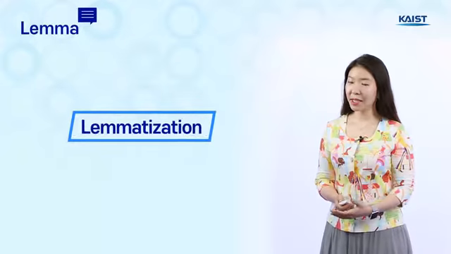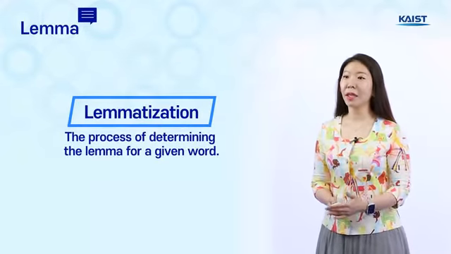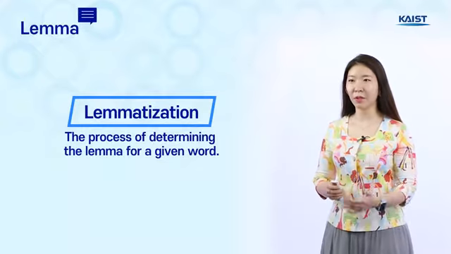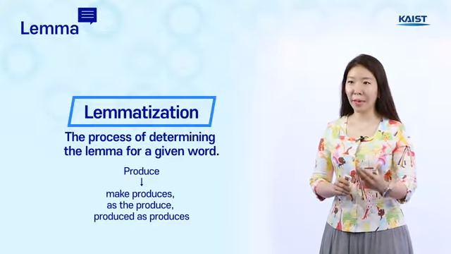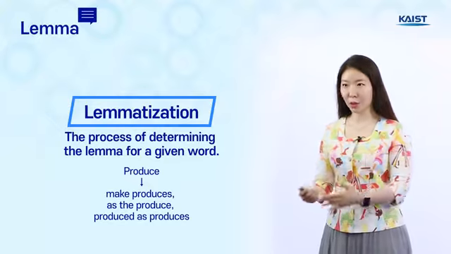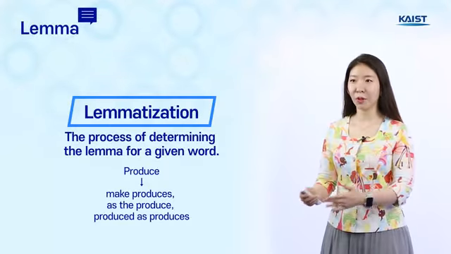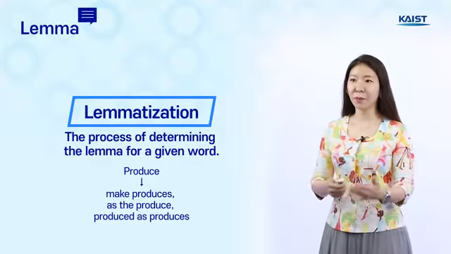And lemmatization is the process of determining the lemma for a given word. So for example, making produces into produce, or produced into produce. So these processes we call lemmatization.